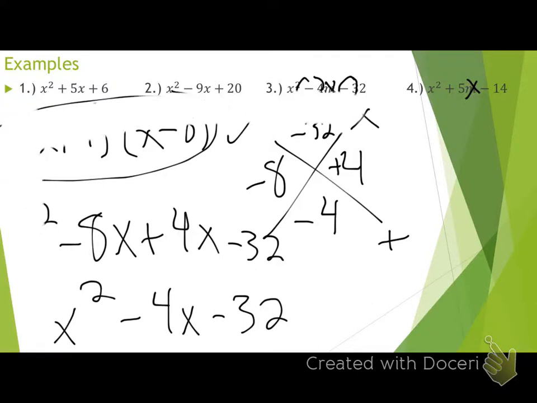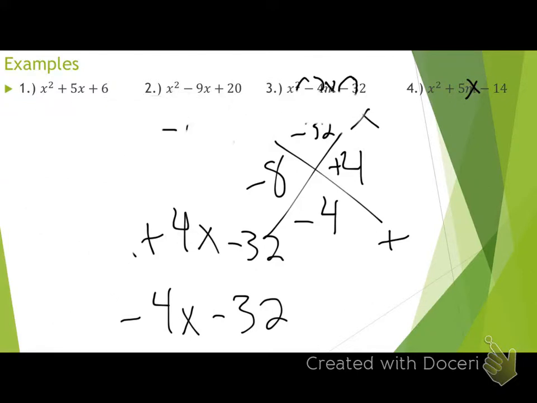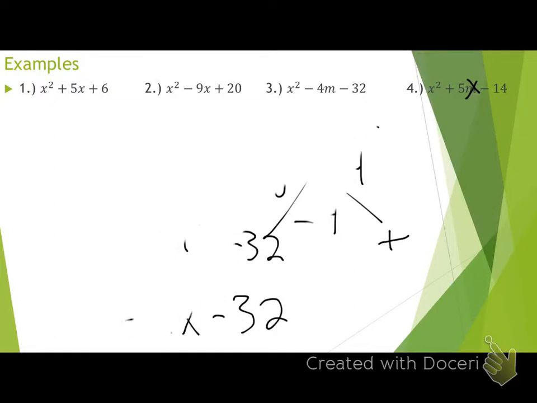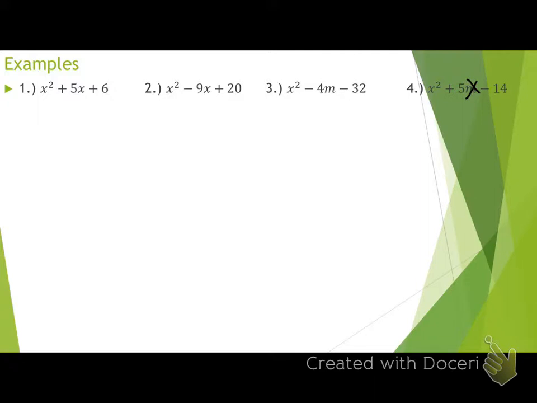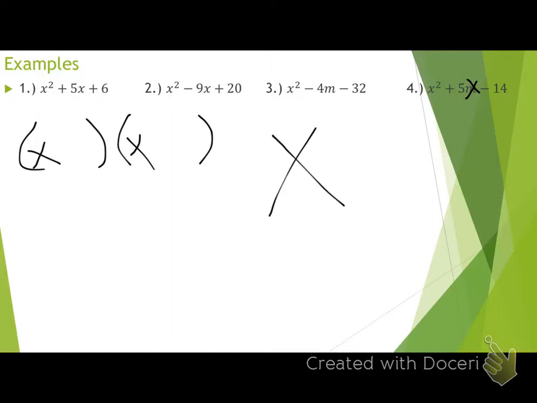And our last example, number 4. Last example. Step 1, drawing my set of parentheses, filling in my variable. Step 2, create my X puzzle. Put my c value up top, negative 14. My b value in the bottom of my X, not the denominator, this isn't a fraction. So 5 goes in the bottom.